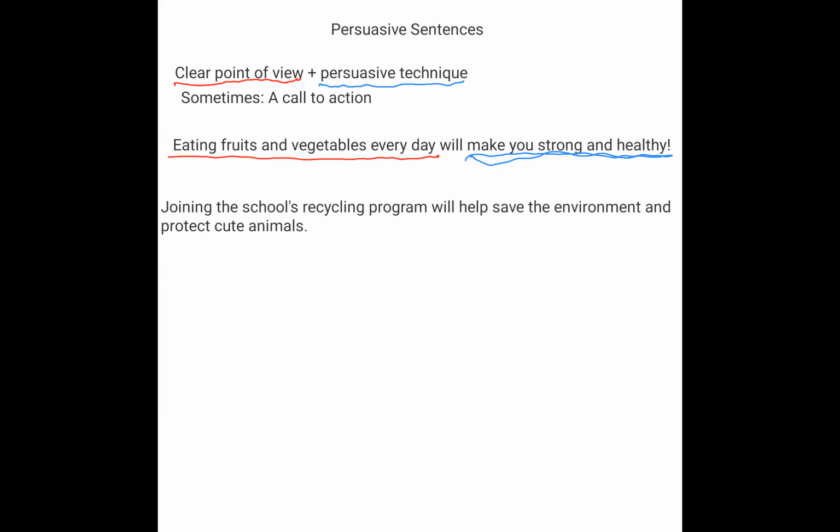Okay. Joining the school's recycling program will help save the environment and protect cute animals. So what is our clear point of view for this sentence? What is the thing that this sentence is trying to convince you of? Mary? Is joining the school recycling program. Very good. So joining the school's recycling program.